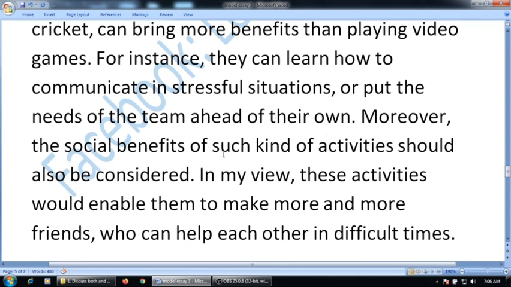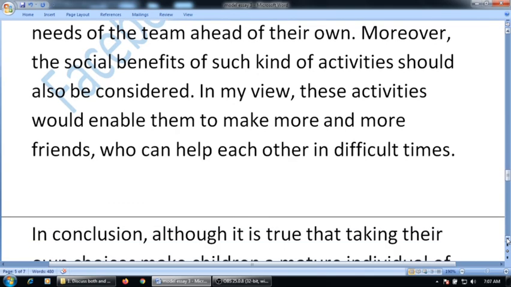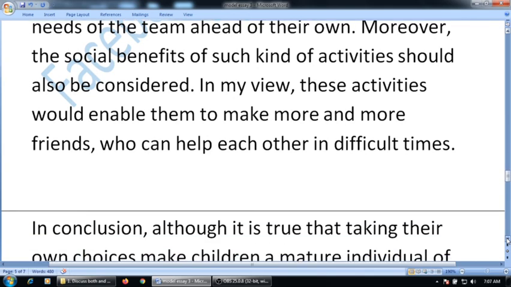Moreover, the social benefits of such kind of activities should also be considered. In my view, these activities would enable them to make more and more friends who can help each other in difficult times.